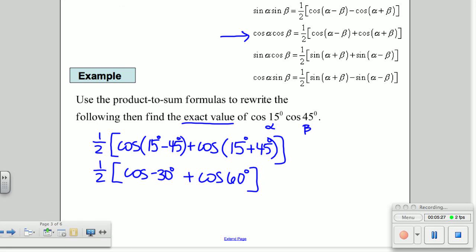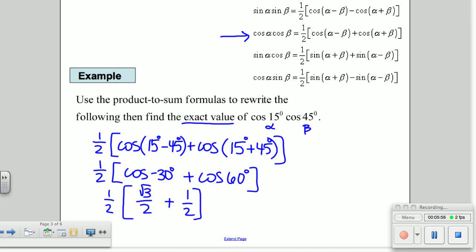This time, instead of distributing the 1/2, remember we're trying to find the exact value. Let's find those values. The cosine of negative 30 degrees, if I go 30 degrees in quadrant 4, I end up with root 3 over 2 when I find the cosine, the x value, at negative 30 degrees. The cosine of 60 degrees is 1/2.